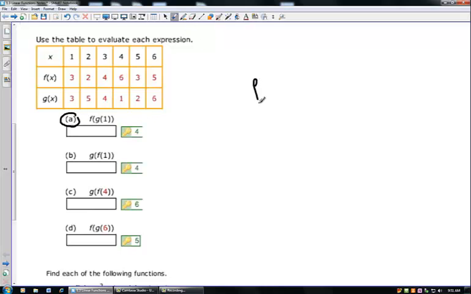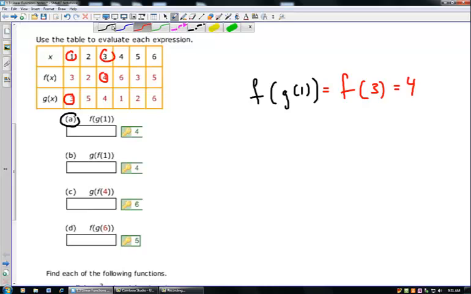We want to find F of G of 1. And so what you're going to do is you're going to plug 1 into G. So here's G. If you plug in 1, you get out 3. So this is really equal to F of 3. And F of 3 is equal to, well, if you plug in 3 for F, you're going to get out 4. And so that's equal to 4. So you're just using the table. We can do one more here.